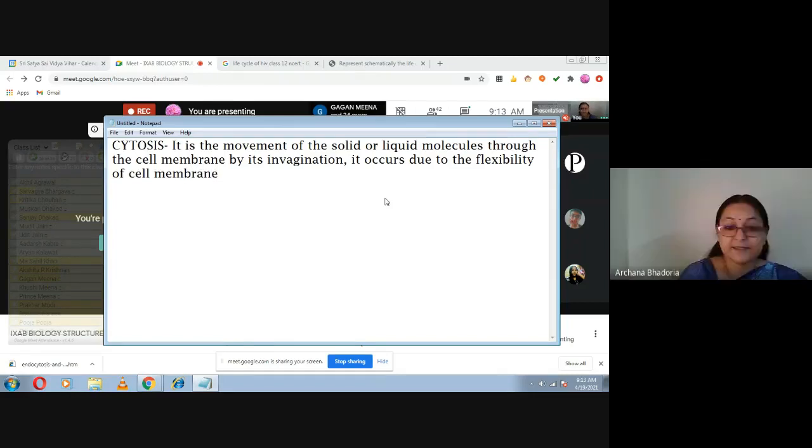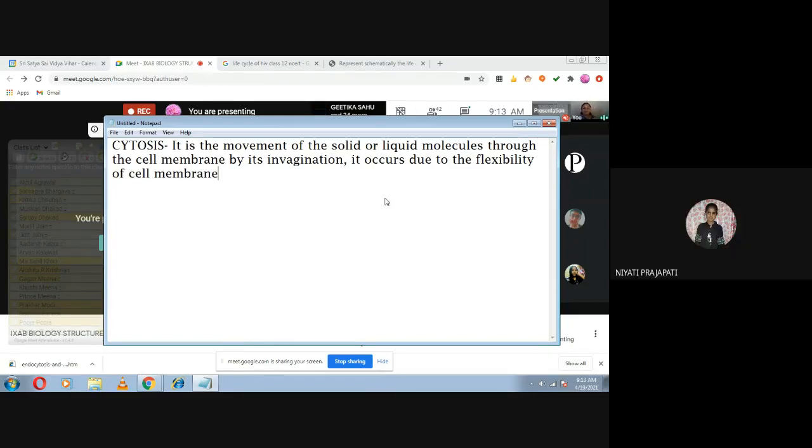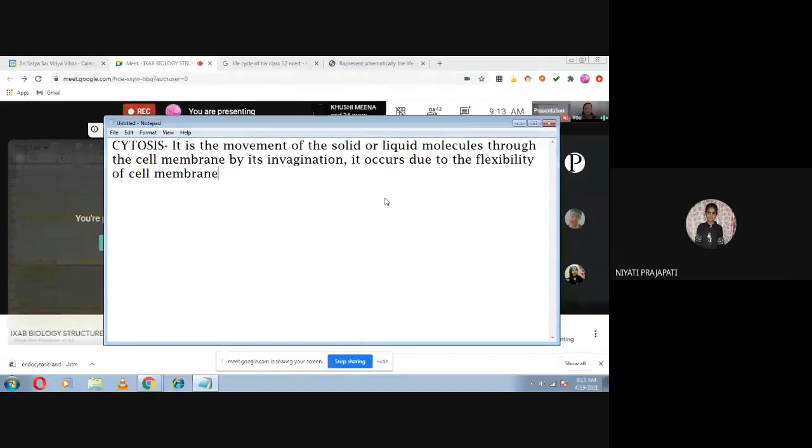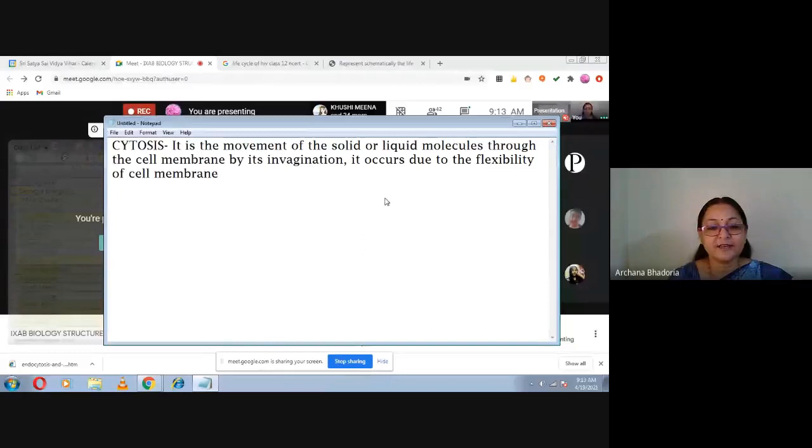Is it very clear why this process is possible? This property of the plasma membrane, or the cell membrane, is helping in cytosis. Speak up, children. Not understood? Am I audible to all?